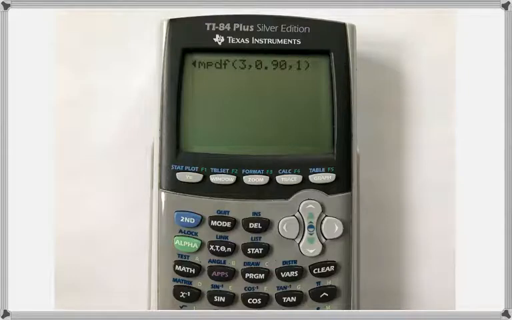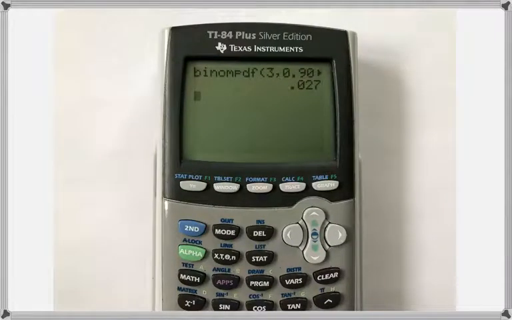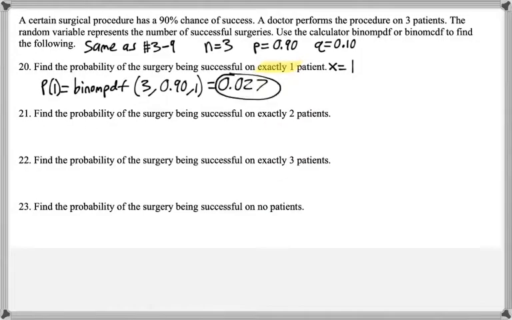Now you may have the other version of the calculator where you have to type in the n, p, and x on a separate menu and then press calculate, but you should get the same thing of 0.027. So the final answer is 0.027. And again, this is what we got on question 3 when we used the formula.